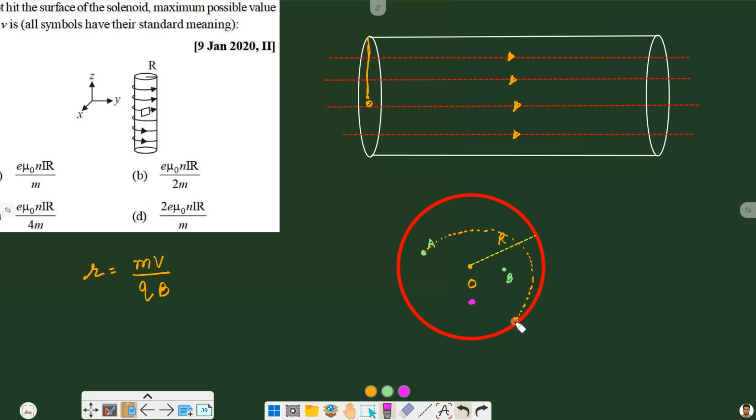So the only possible case in which it does not hit the solenoid surface is that its path should look like this. Let me rub this one first. Either its path should look like this. Let me choose a circle here.